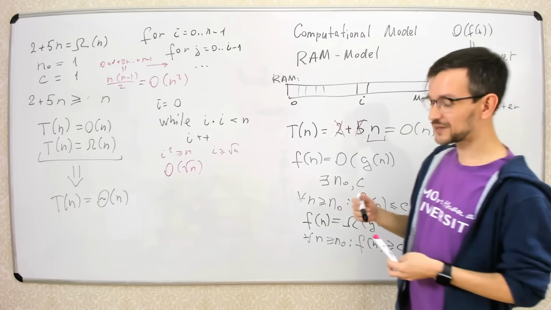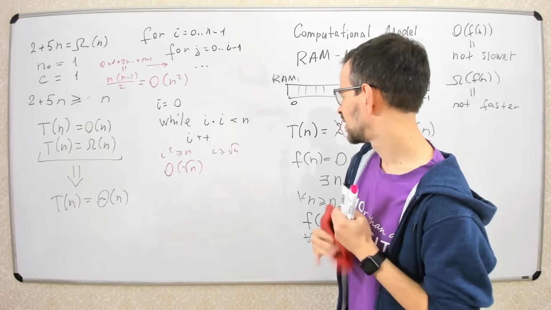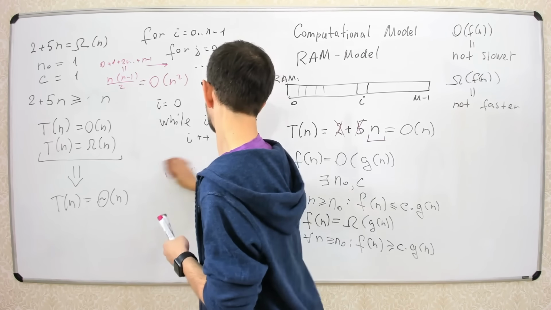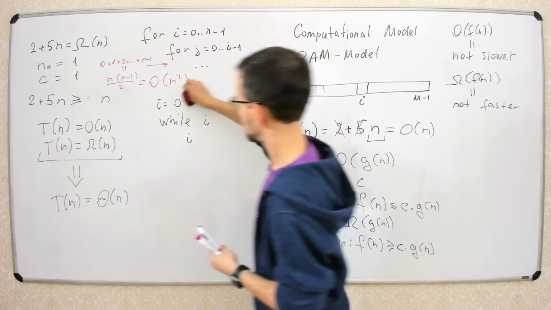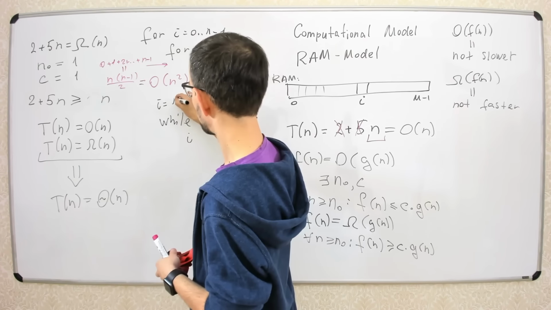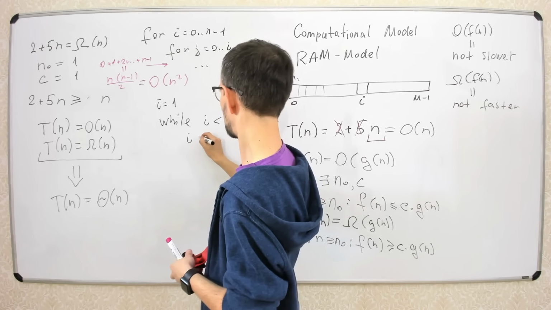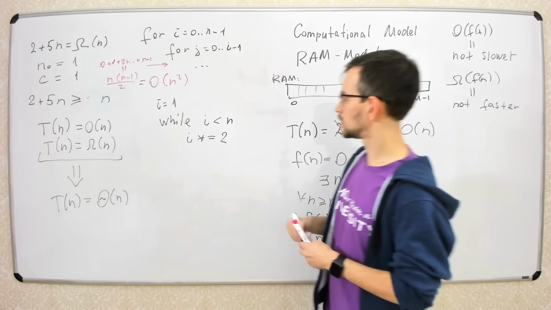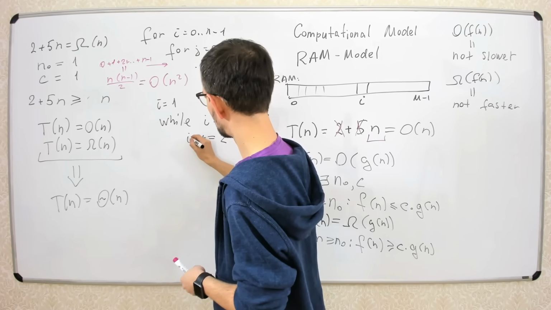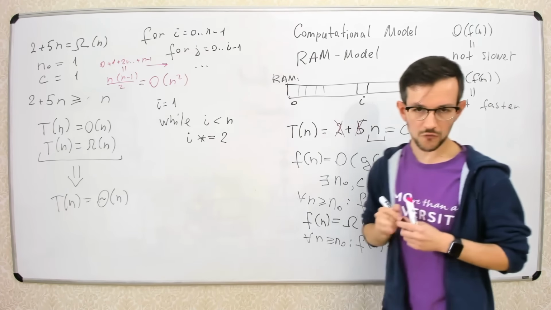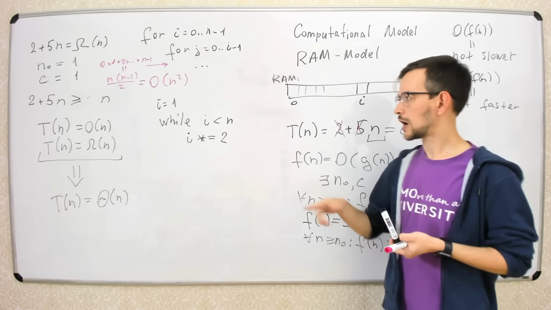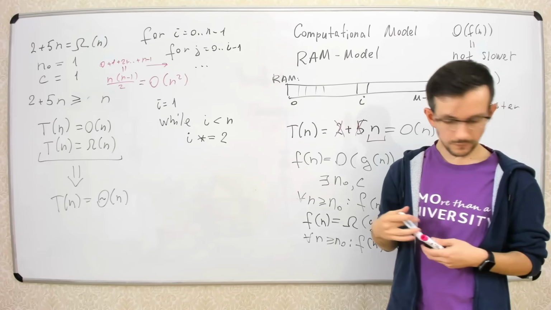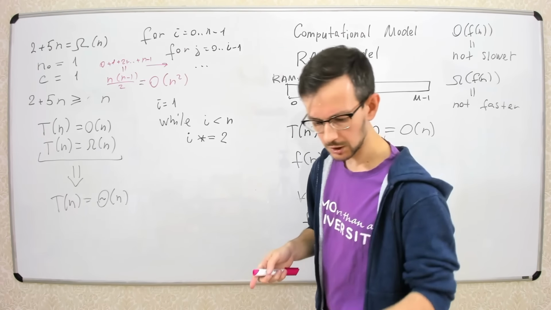Now, let's make something like this. Let's say we have i equal to 1, and while i is less than n, we multiply i by 2. So we just double the value of i on each iteration until i is greater than or equal to n. What is the time complexity of this algorithm?